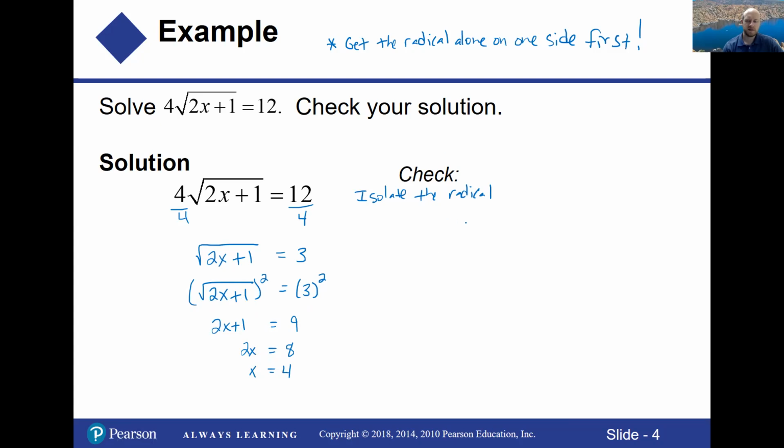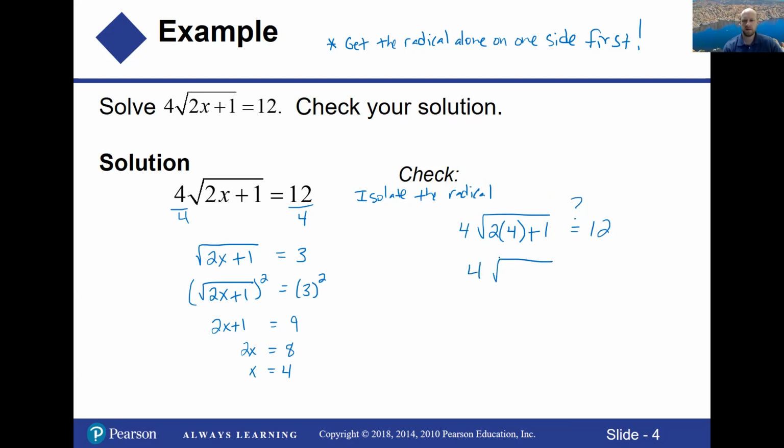So how do we check? Just like any equation, right? We substitute it back into the original equation. So we got 4. 4 was our answer. So we have 4 times the square root of 2 times our answer of 4. So we substitute right here, plus 1. And again, what we're asking is, does that equal 12? Okay, so does the left side equal the right side? And we're going to find out.